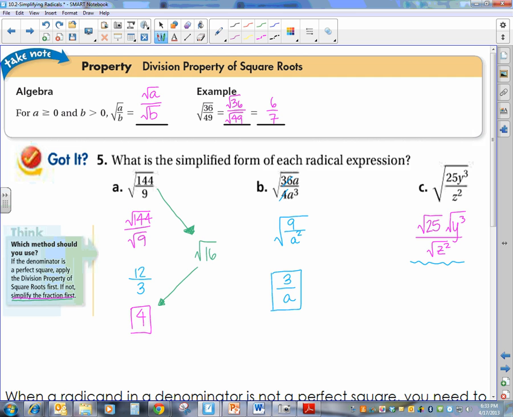So the square root of 25 is 5. The square root of y cubed. This is a 2. Remember, understood 2. So we're doing 2 into 3. And 2 goes into 3 one time with 1 left over. So if I have 1 left over, it has to stay inside. And the square root of z squared, which we've just talked about before, is z. So this will be our final answer.